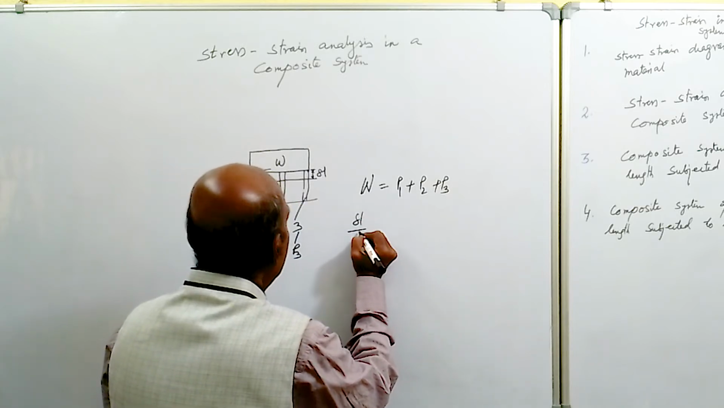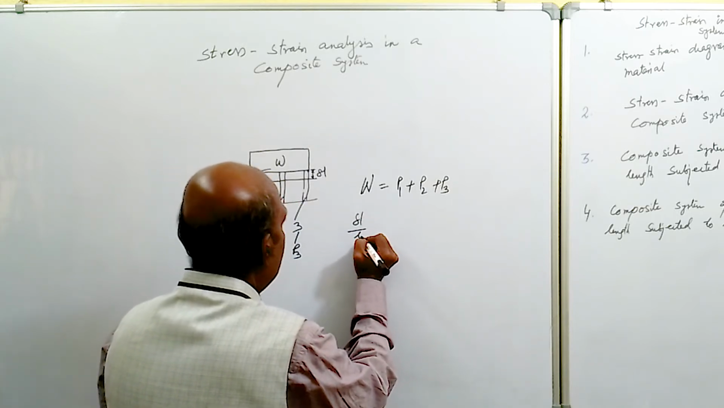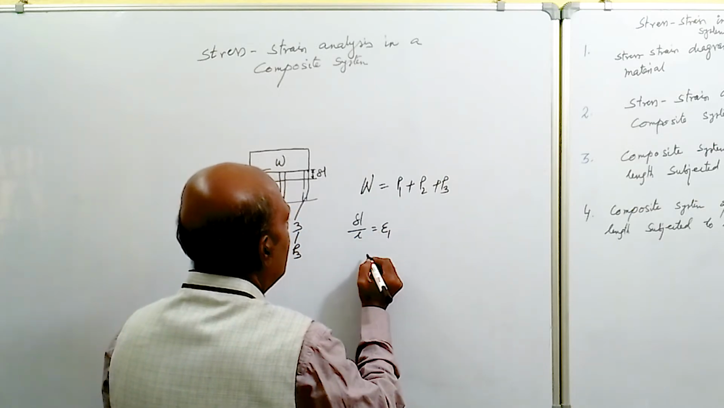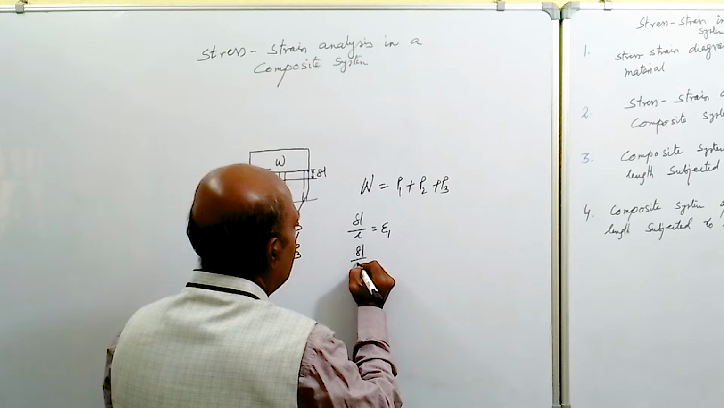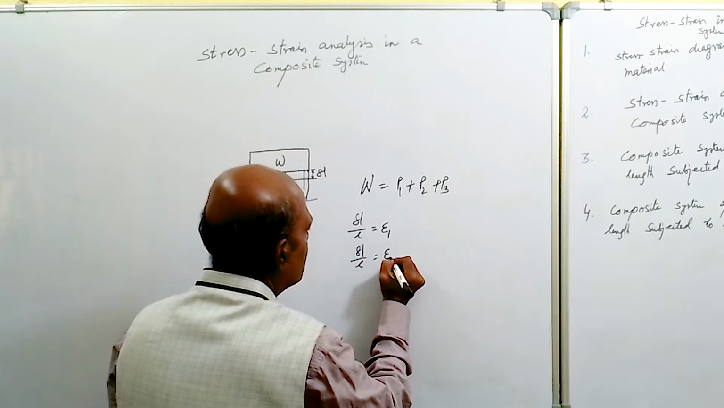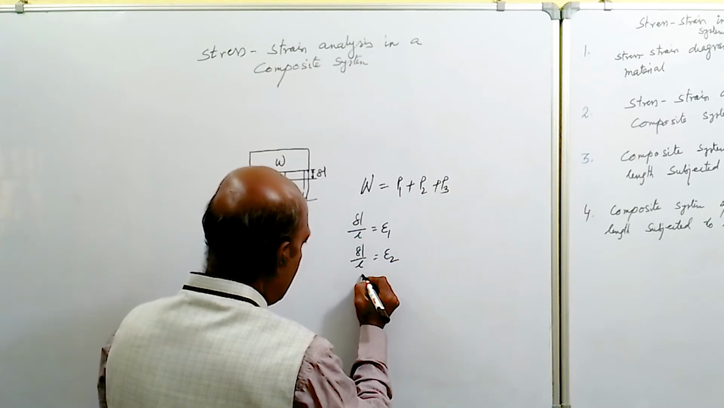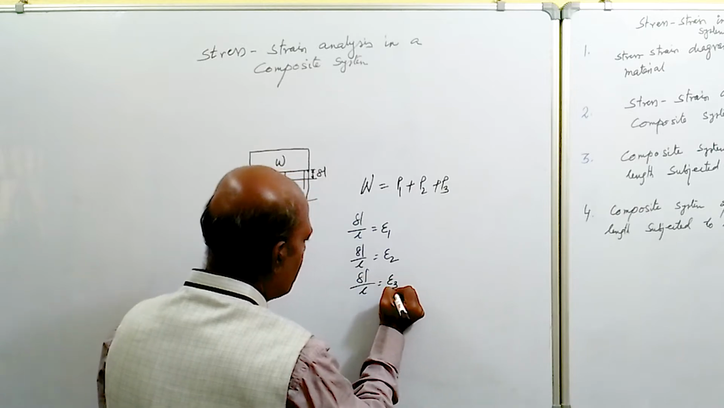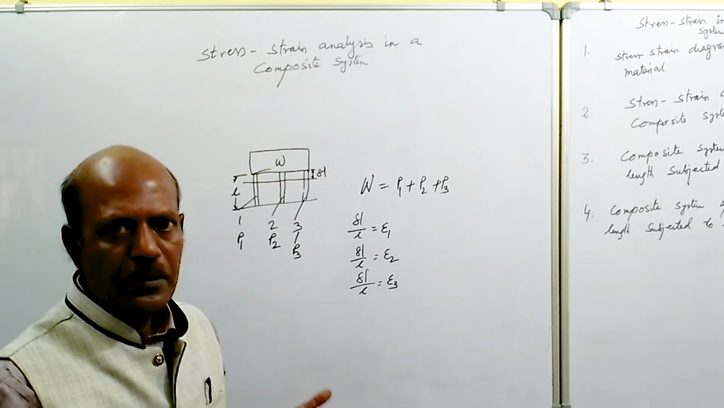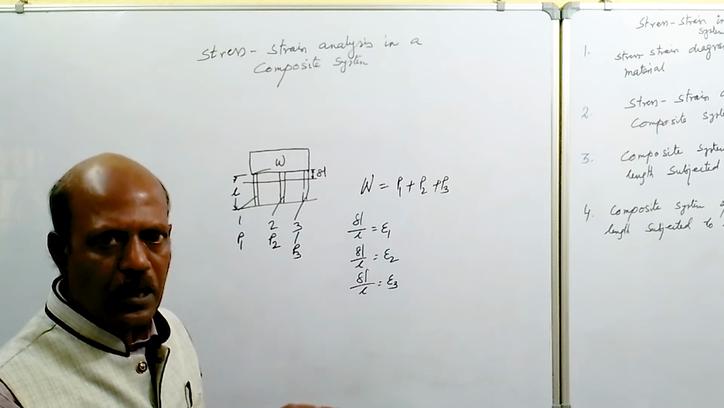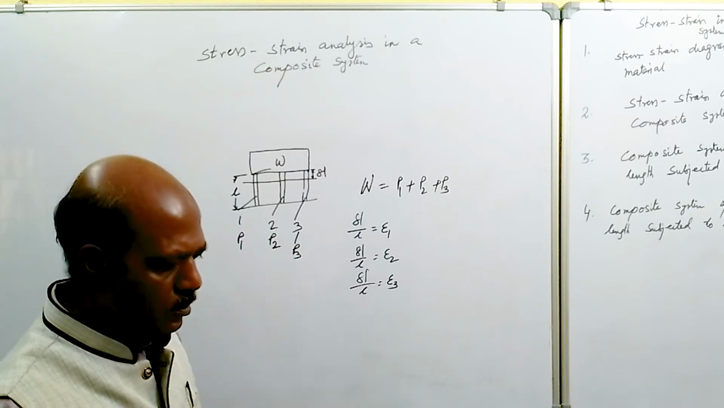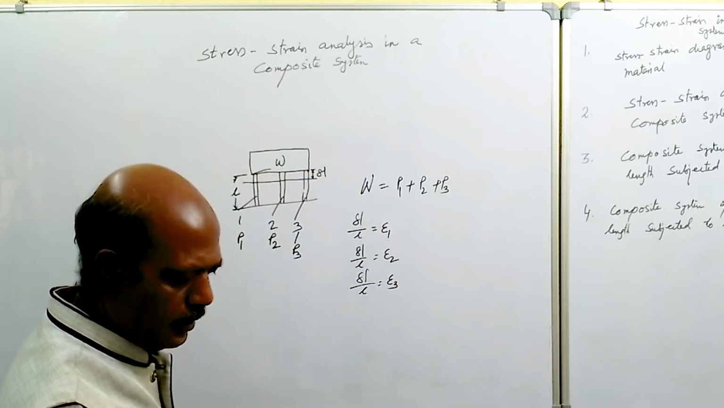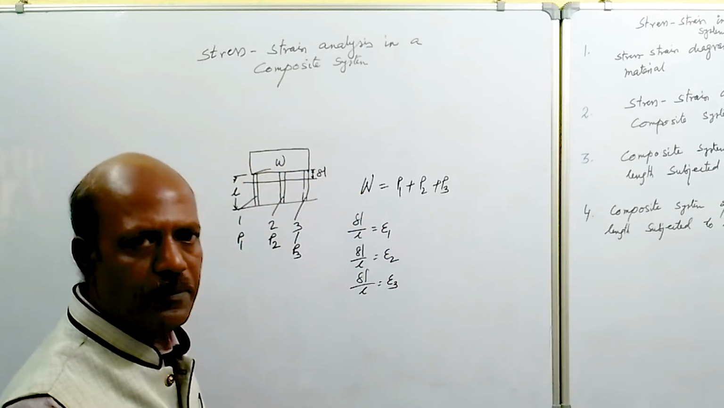delta L by L is the strain produced in the first member, delta L by L is the strain produced in the second member, and delta L by L is the strain produced in the third member. So epsilon 1 will be equal to epsilon 2, and that is also equal to epsilon 3. So now let us see the first case.